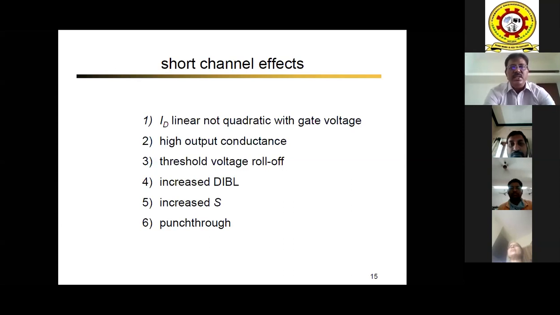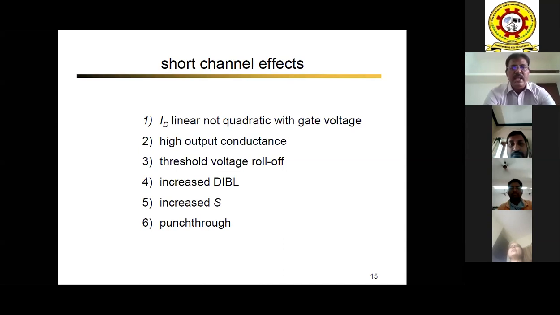Then threshold voltage roll-off. Threshold voltage roll-off is one of the prominent features arising because of short channel effects, and your threshold voltage is no more going to be a constant as was the case in long channels, and it varies with different parameters. And what are the parameters we are going to run through?